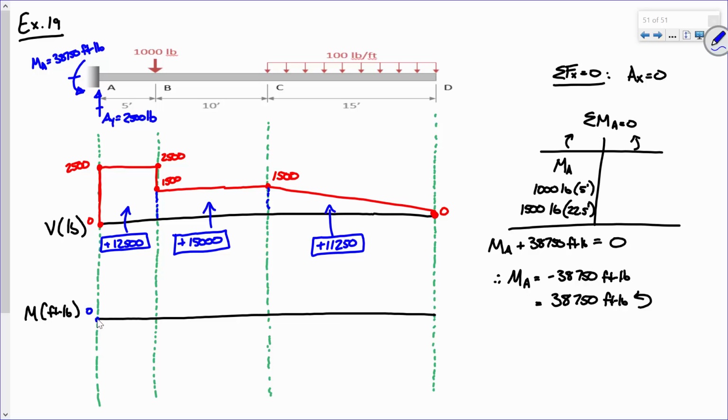So I propose we start off down here. Why? Because as we draw the moment diagram, we're going to see how this all comes back to 0 in a second. Sound good? All right. So if I'm at negative 38,750 and I go up 12,500, what does that put me at?